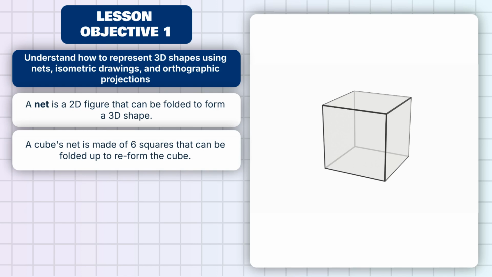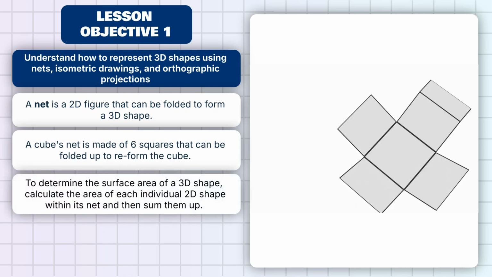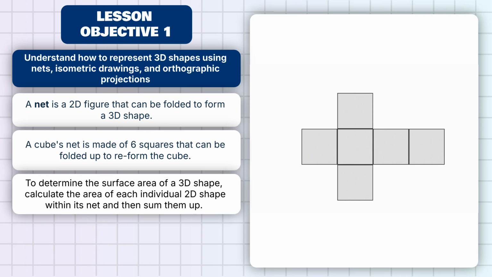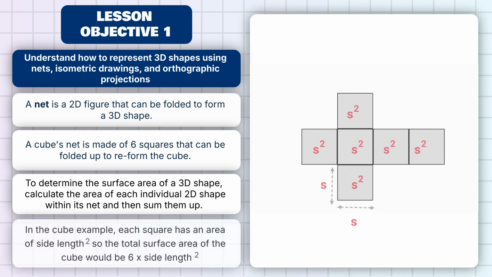cube. To determine the surface area of a 3D shape, we can use its net. You can calculate the area of each individual 2D shape within the net and then sum them up. In the cube example, each square has an area of side length squared, so the total surface area of the cube would be 6 times the side length squared. We'll expand on this idea in future lessons.